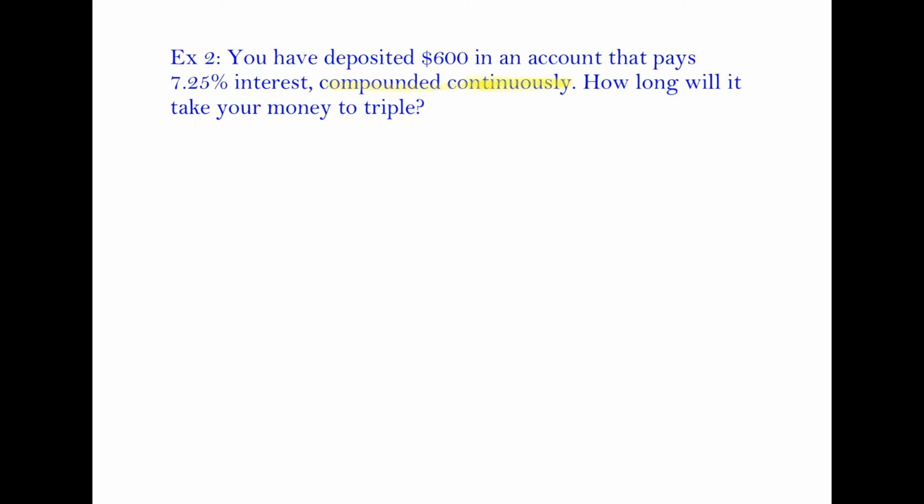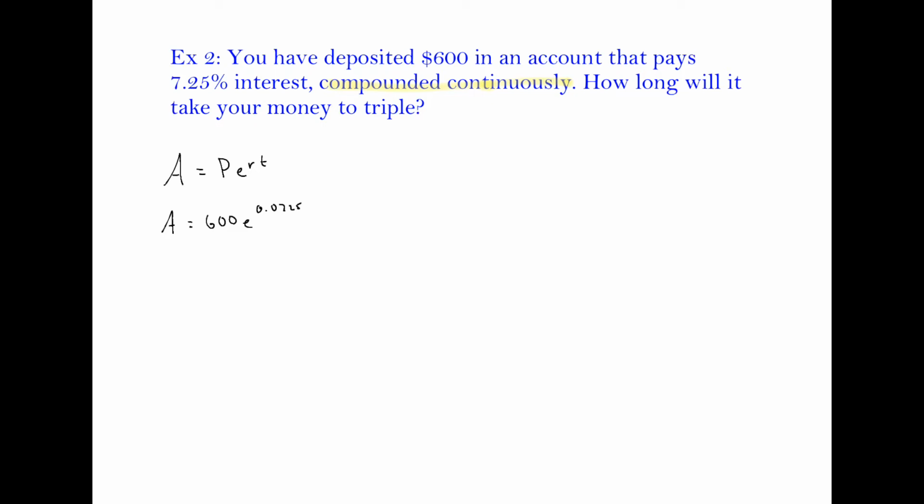So now we know which formula we're going to use. How long will it take your money to triple? So knowing that, we're going to use the equation A is equal to P e raised to the rt because it's compounded continuously. We've deposited $600, so that's our principal. We know the rate is 7.25%, so as a decimal it's 0.0725.